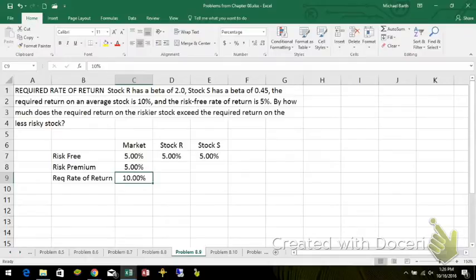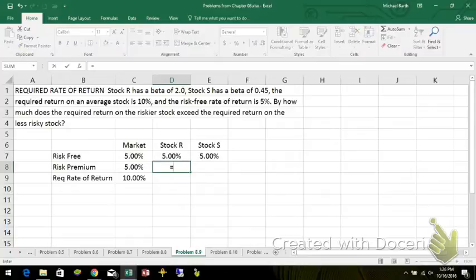Okay, stock R has a beta of 2, which means that its risk premium is 2 times what the market risk premium is, and that comes out to 10%. So if I add those numbers together, stock R has an expected return of 15%.